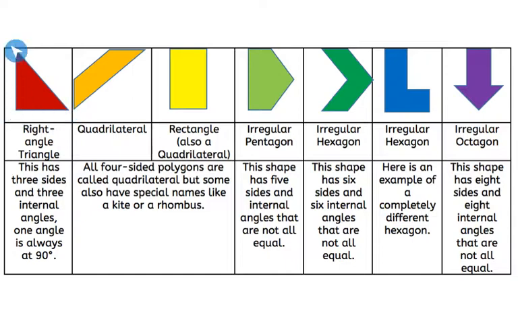Here we've got a right-angled triangle. This is actually a scalene triangle by the look of it because all 3 sides are different.